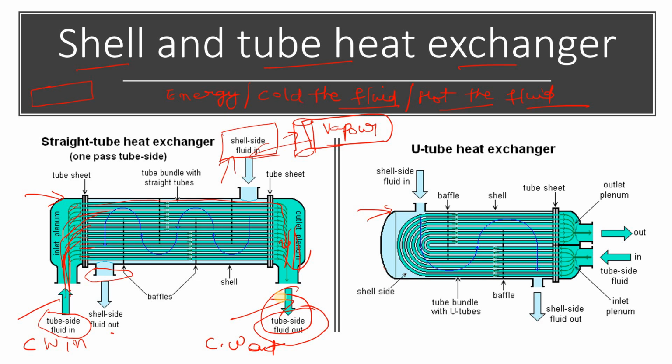Okay, so that's what happens: at one side the hot fluid will enter, and from the second side, the tube side, the cold fluid will enter, and simply heat transfer will occur, and then the energy will be transferred, and one fluid will be colder and the second fluid will be hotter, right? So that's how the shell and tube heat exchanger, or any exchanger, works.